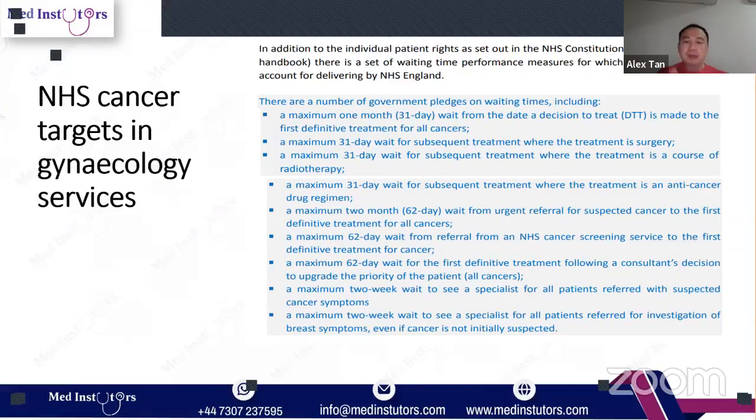So this is when we all had to plan for all our patients suspected and confirmed of cancer. We have 14 days to see the patient, and then 31 days to confirm the cancer, 62 days to treat the cancer. This is something you must know for your exam. Next, please.